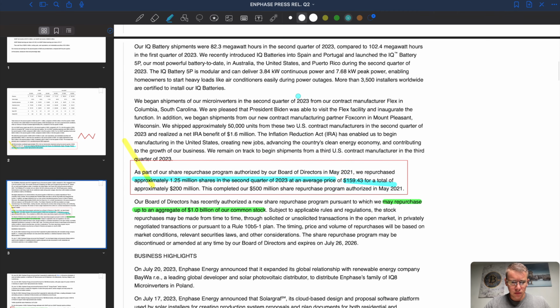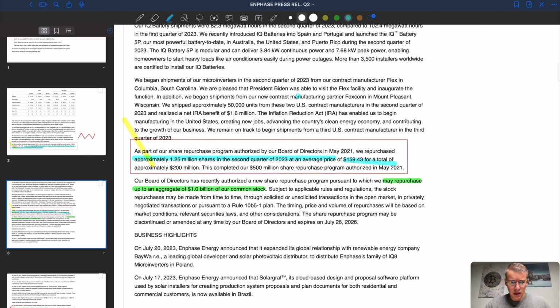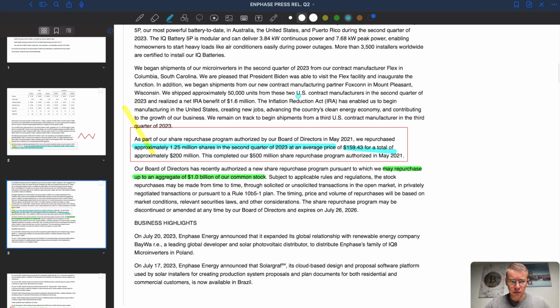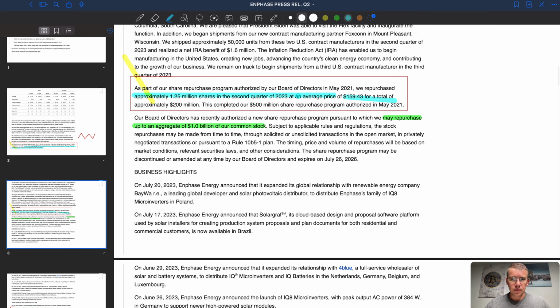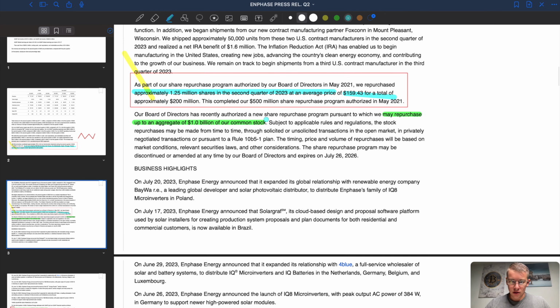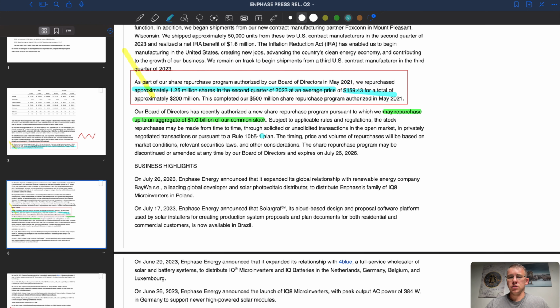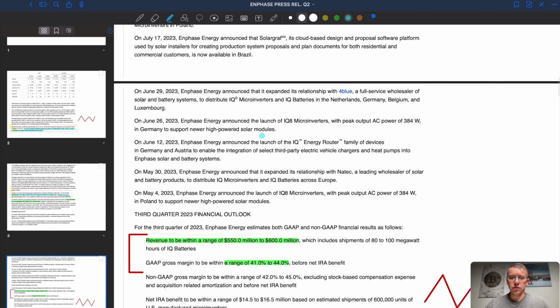So then another key point that they had in here is they purchased more of their 125 million shares in the second quarter at an average price of $159 a share for a total of $200 million. Okay, so then after that, they authorized a $1 billion stock buyback.